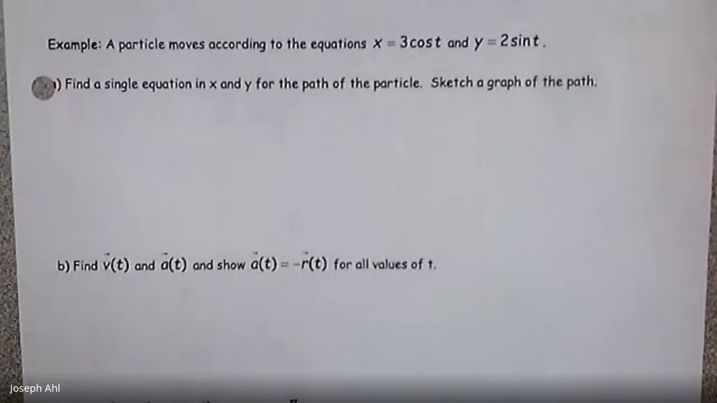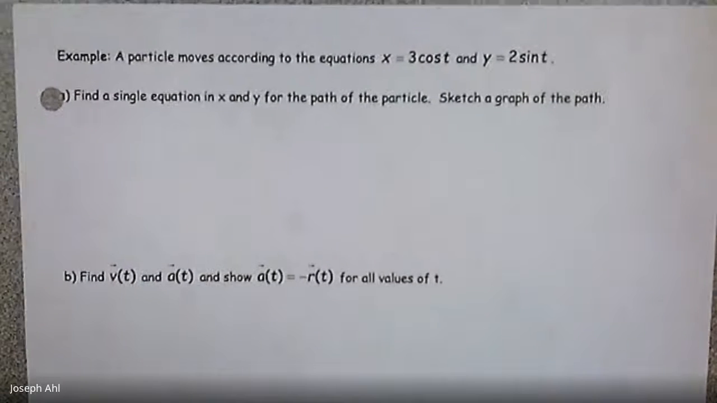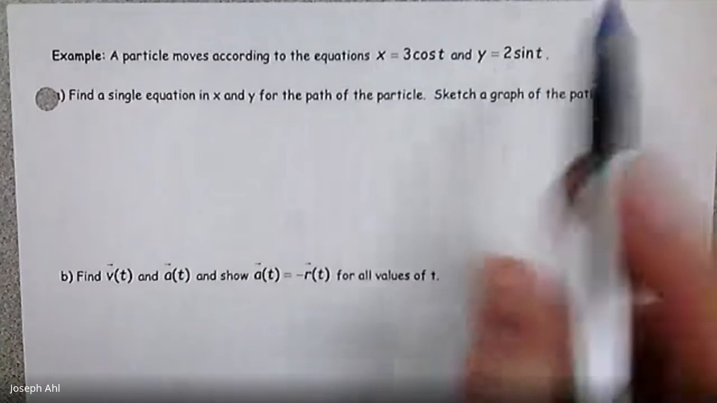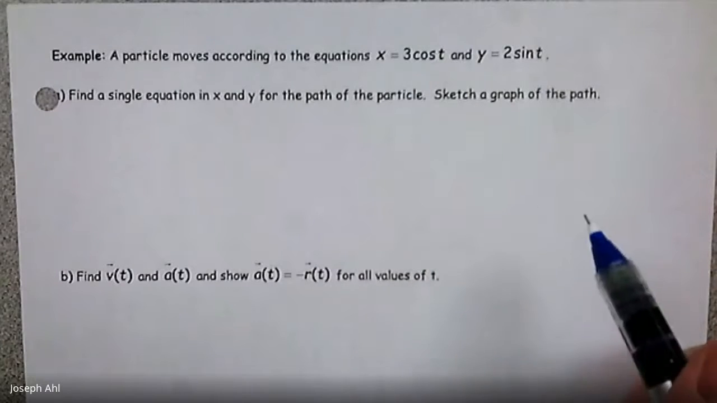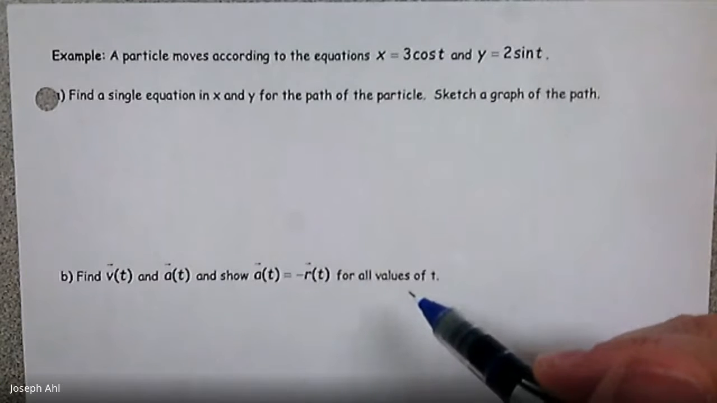Find a single equation in x and y for the path of the particle, and then sketch a graph of this path. Well, this, to get started, is definitely an application of parametrics, right? We have x is a function of t, y is a function of t. So we want to figure out, well, what equation relates x and y by eliminating that parameter t?